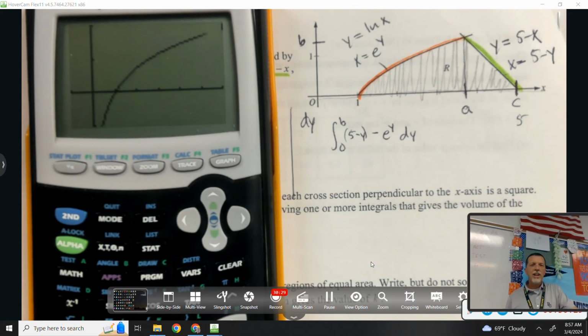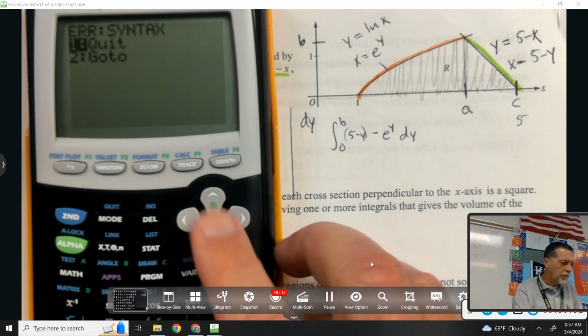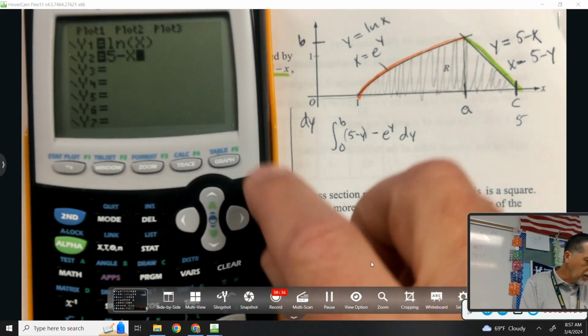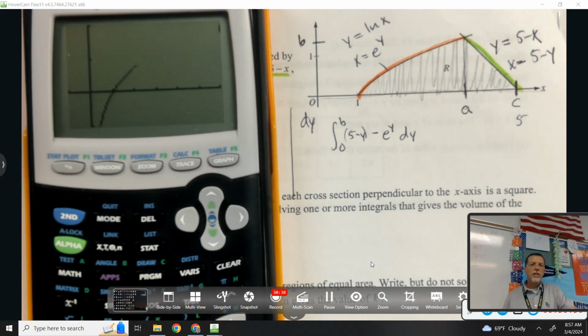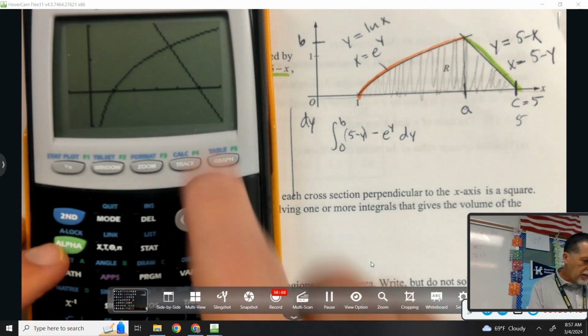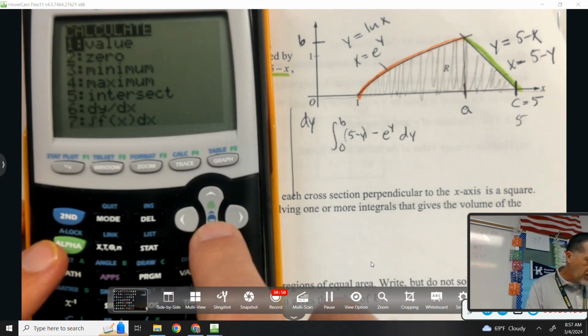So there's natural log. Uh-oh. Type something in wrong. Oh, I'll put an extra parenthesis there. Natural log. And then here comes 5 minus x. So c is equal to 5. Let's find that intersection, though.